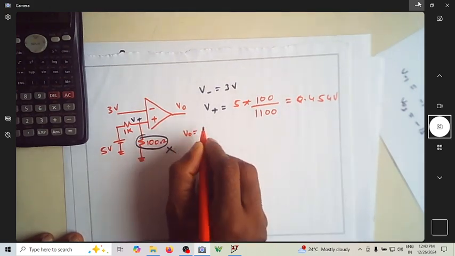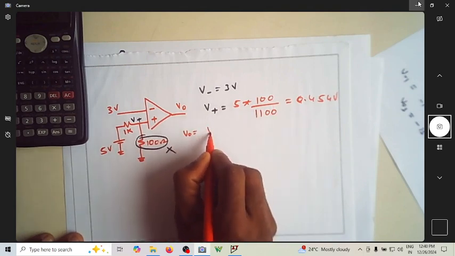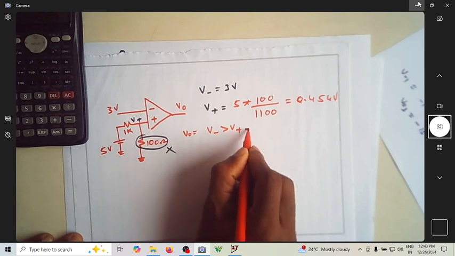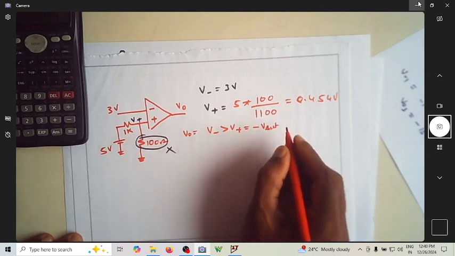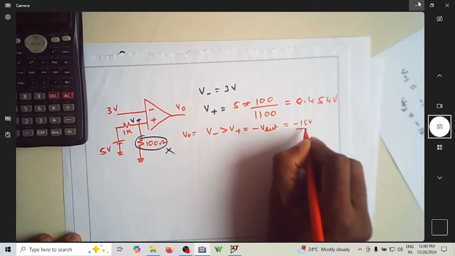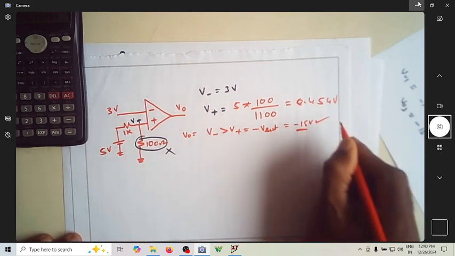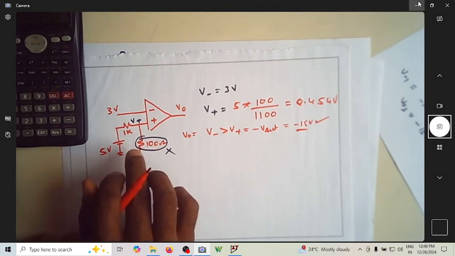The V0 is actually how much? Since V minus is greater than V plus, you will get V0 as minus V sat. So V0 is minus V sat. Your V saturation is 15 volt, so this will be minus 15 volt. This is the correct answer. Suppose if you take it as redundant, then it will be wrong.